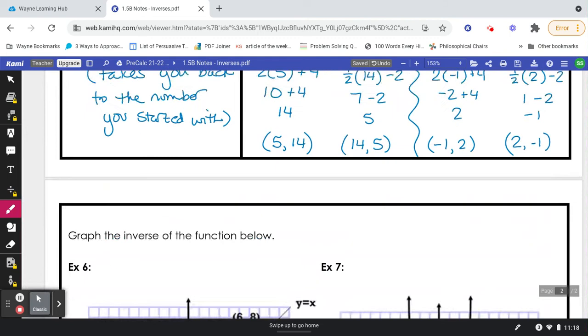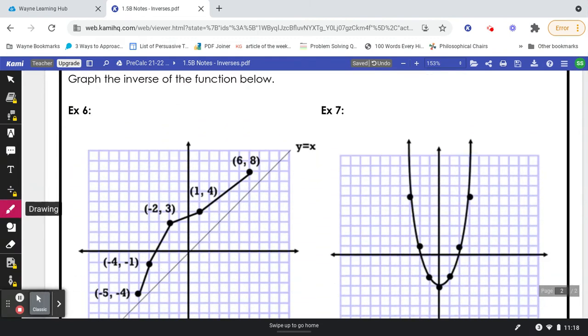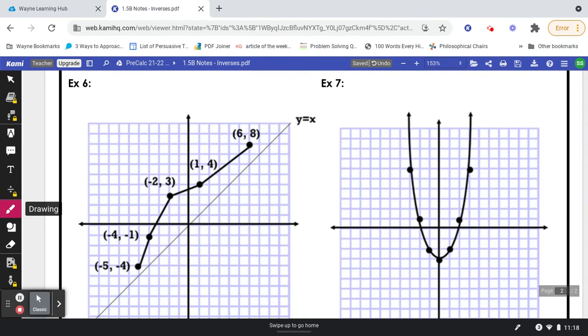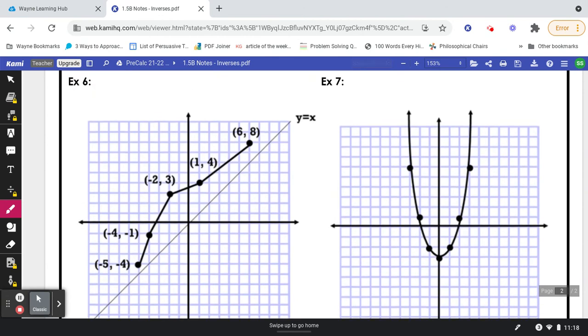All right. For the next part, we're going to do some graphs here. When we graph the inverse, we're just going to switch the x's and y's and then plot the new points. It will always end up being a reflection over this y equals x line, that diagonal line down the center. So 6, 8 becomes 8, 6.